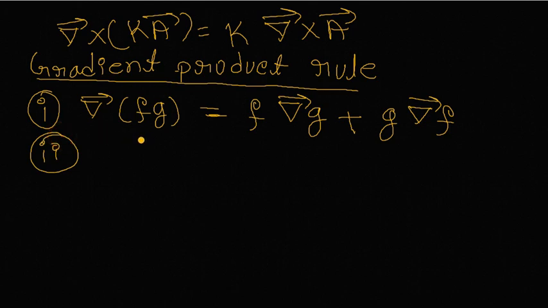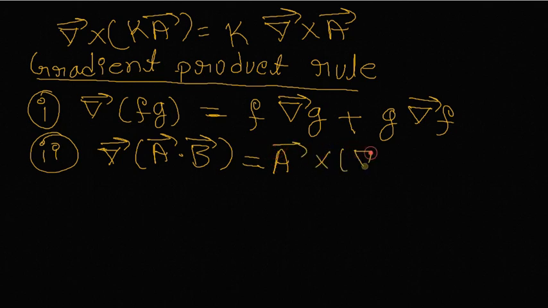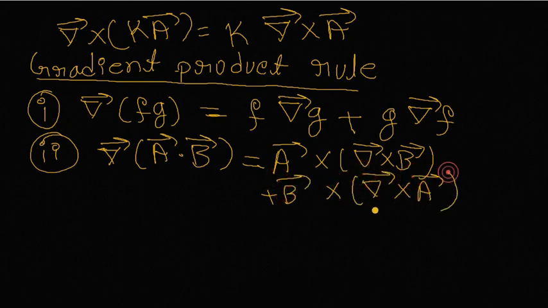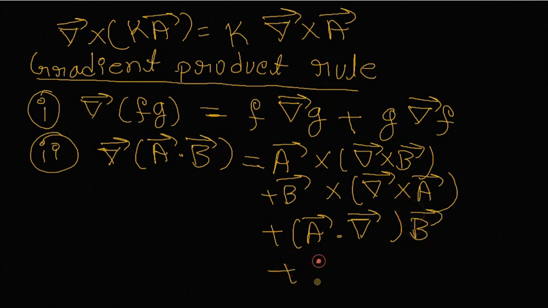Secondly, del of a dot b, which will be a cross del cross b plus b cross del cross a plus a dot del b plus b dot del a.